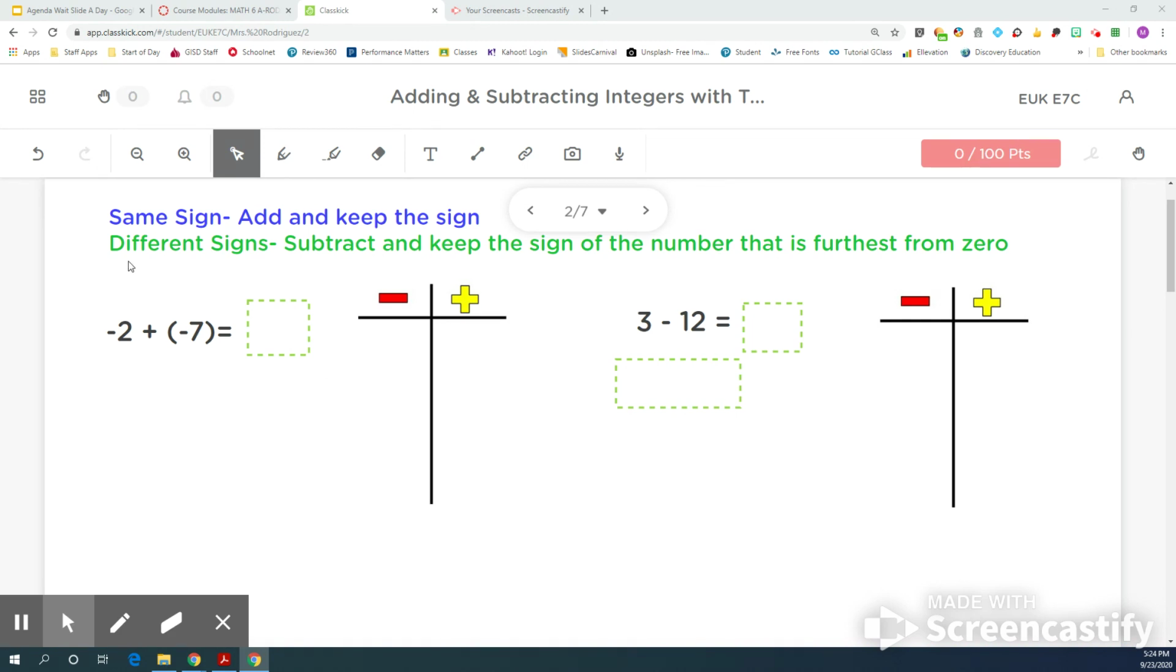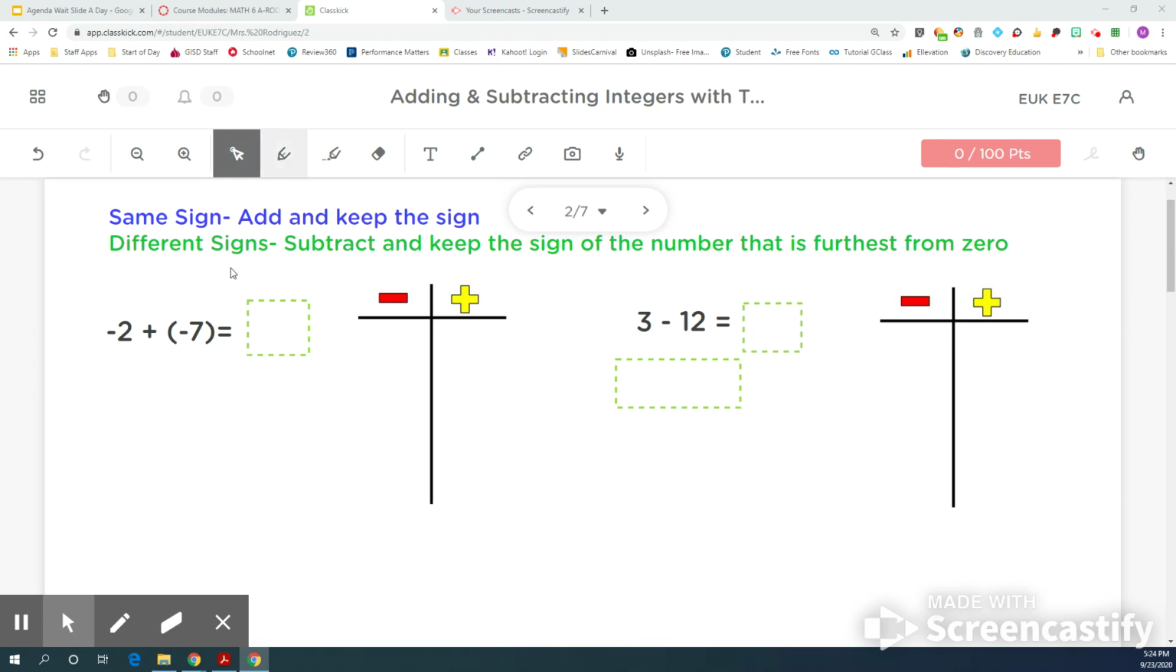All right, so let's look at our rules just to be reminded of those. If the numbers have the same sign, basically you're going to add and keep the sign, okay? And you're going to see how this works in the T-chart. And if they're different signs, which would mean you have one on each side of the T-chart, you're going to subtract and keep the sign of the number that is furthest from zero. All right, with that said, let's start with the first problem on the left.